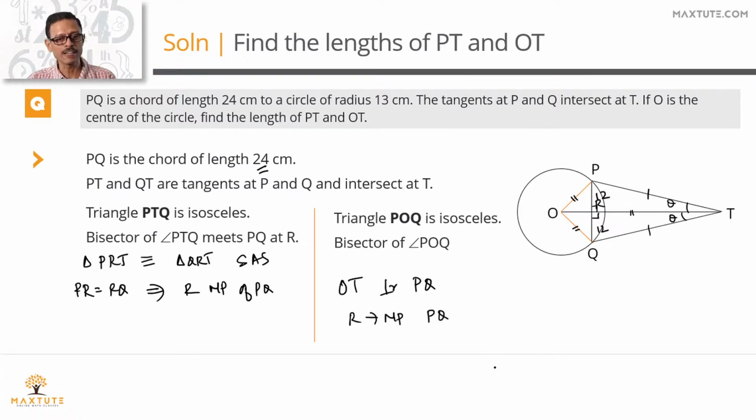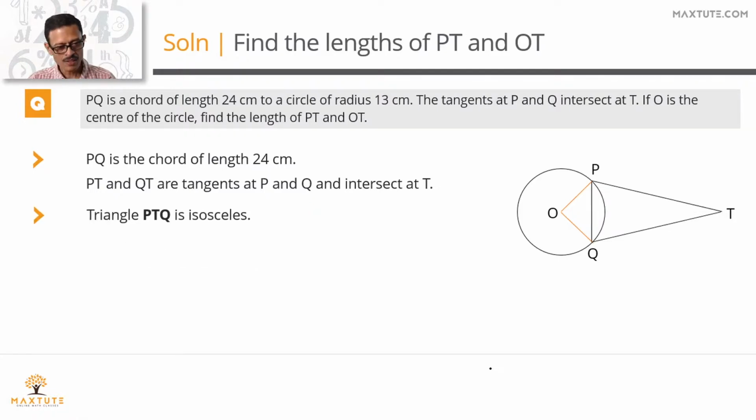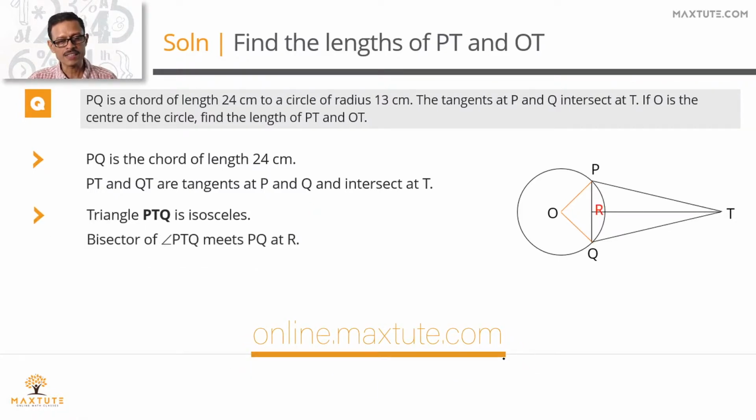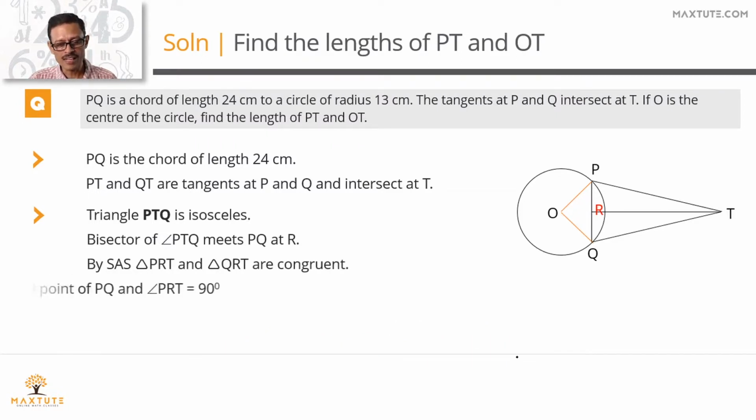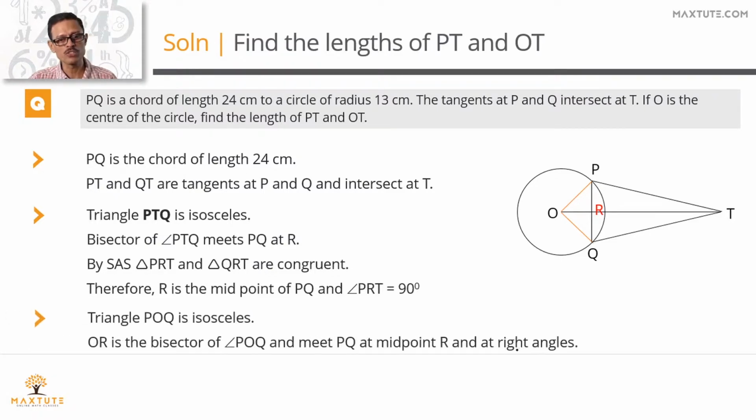Quickly summarize it in a printed form before we move on to the next step. We are drawing a bisector to angle PTQ, meets it at R. By SAS, PRT and QRT are congruent triangles. Therefore, R is the midpoint of PQ and angle PRT is equal to 90 degrees. Going to run through the same exercise with triangle POQ, which is also an isosceles triangle. The bisector of angle POQ will meet PQ at R, which is the midpoint of PQ, and will meet it at right angles, which means OT, a single line passing through R, is perpendicular to PQ and passes through the midpoint of PQ. Done. So much is done.